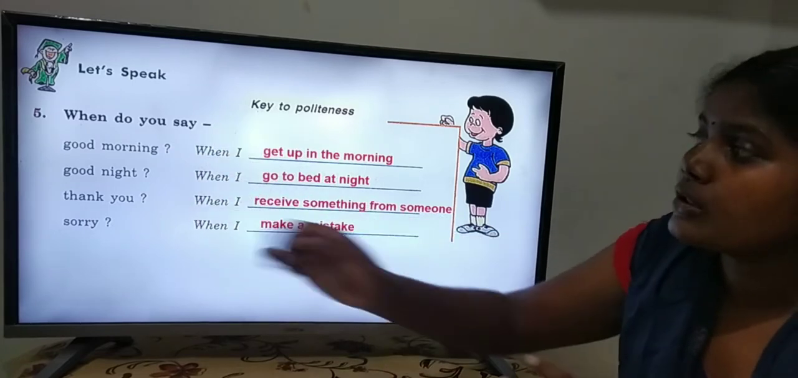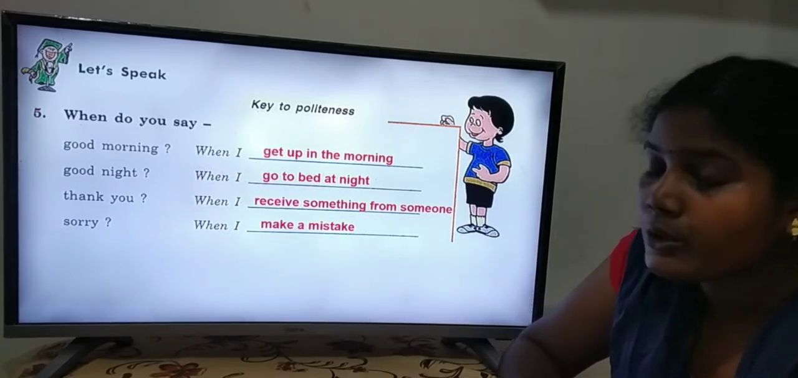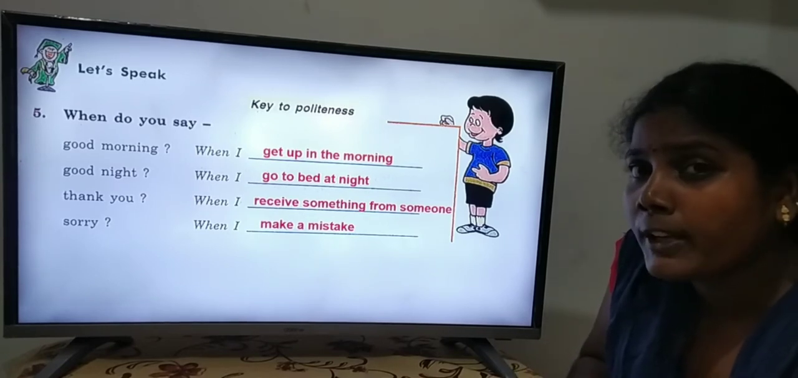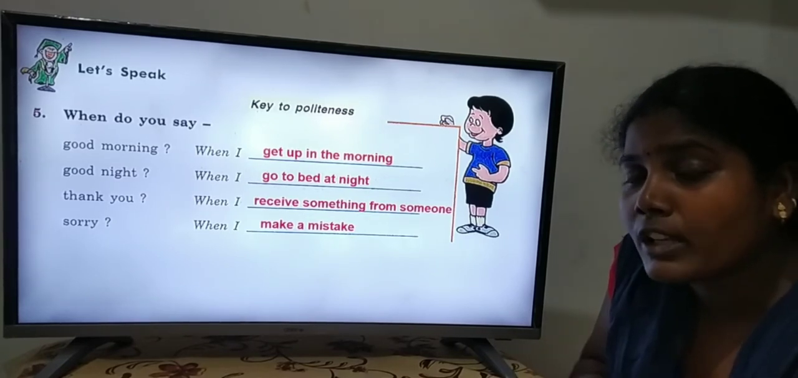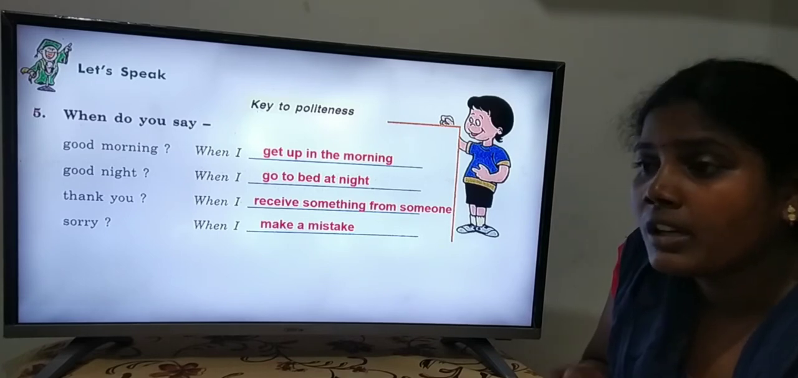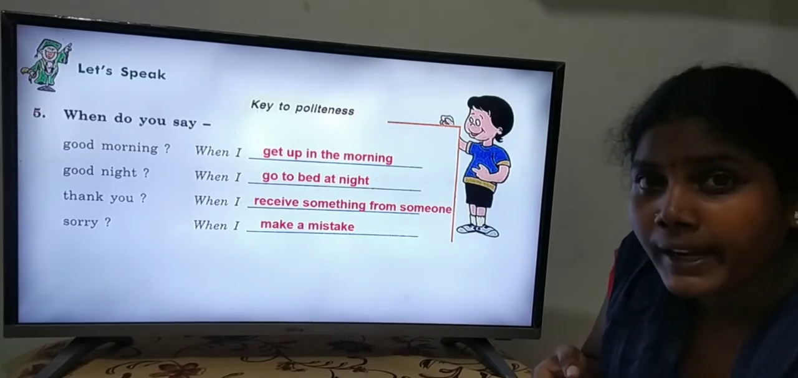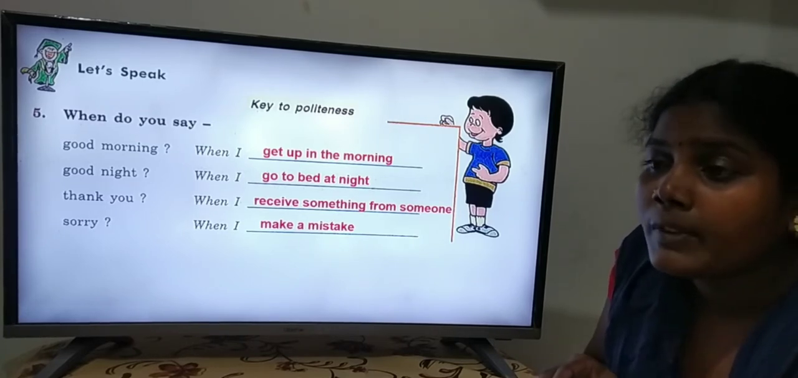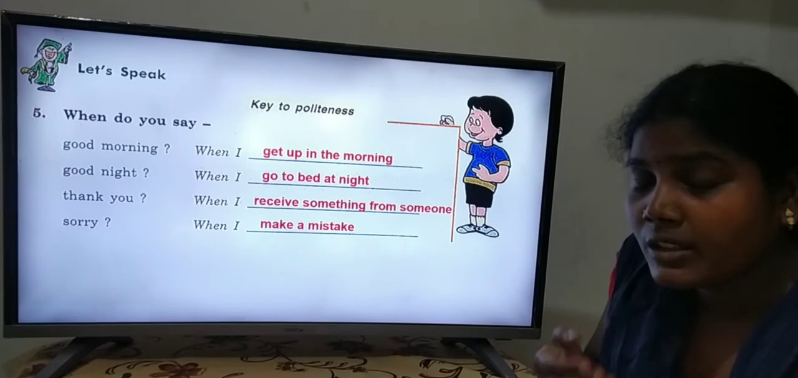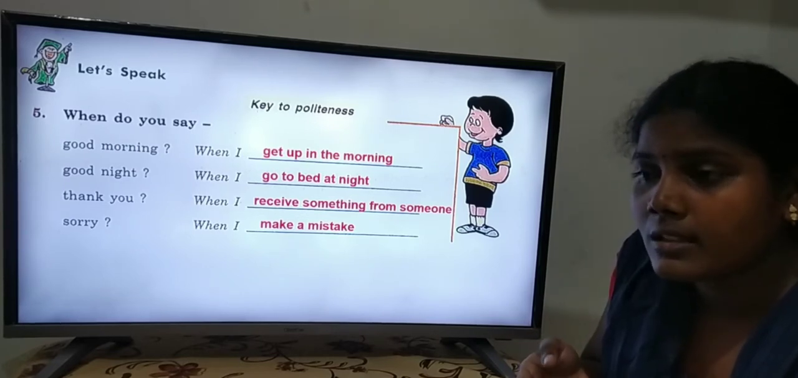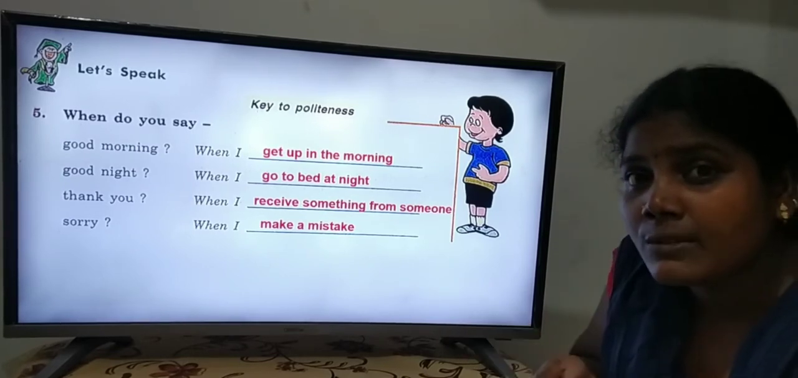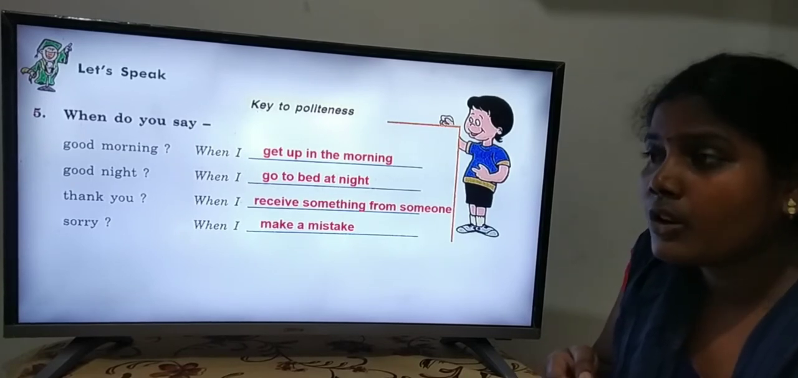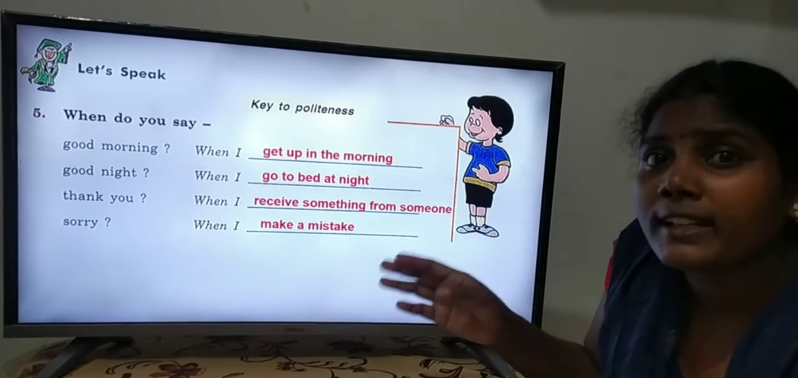So these words, good morning and good night and thank you and sorry, we can know when to use them. Good morning, when we get up in the morning, then we can say good morning to everyone, and good night when we go to bed at night. Sorry, when we make a mistake, then we say sorry to others. Thank you, when we receive something, then we say thank you. So these are the key to politeness.